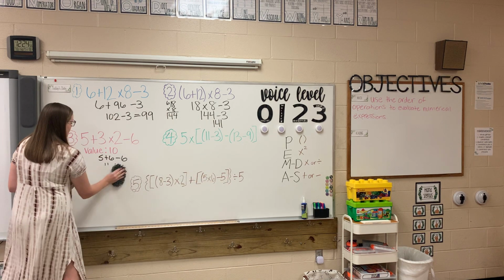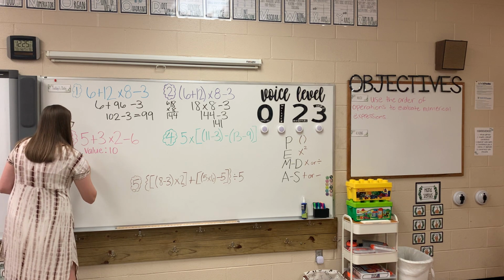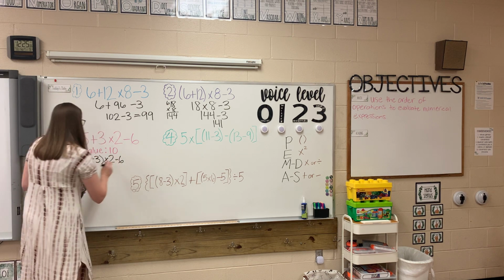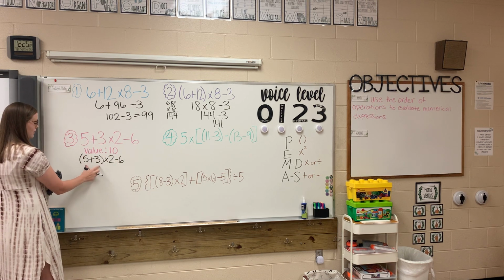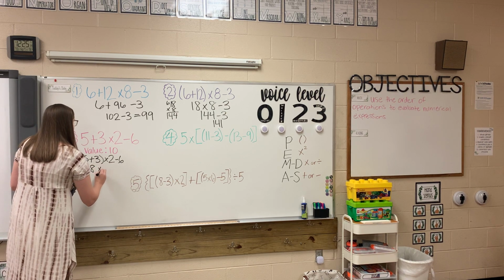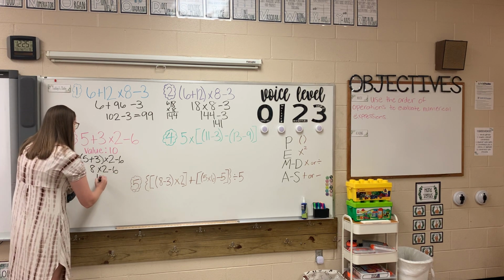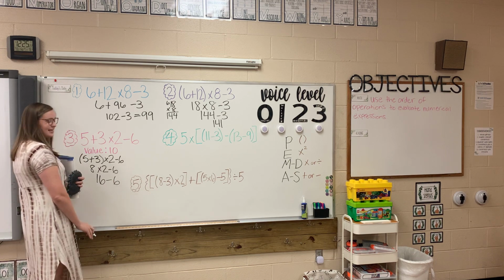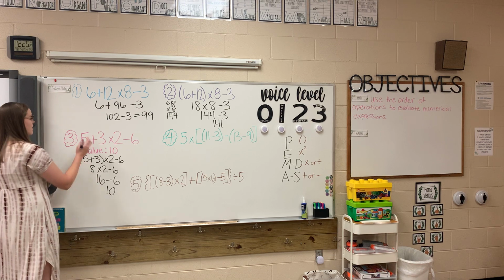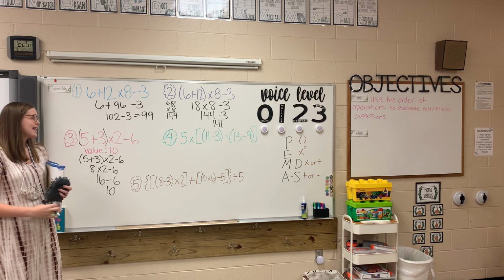So let's try putting parentheses around our 5 plus 3. So we would start with 5 plus 3 since that's where our parentheses are, and we would get 8. Bring down our times 2 minus 6. 8 times 2 is 16. Bring down our minus 6. 16 minus 6 is 10. So our parentheses would need to go around our 5 and our 3 in order to make that numerical expression equal 10.